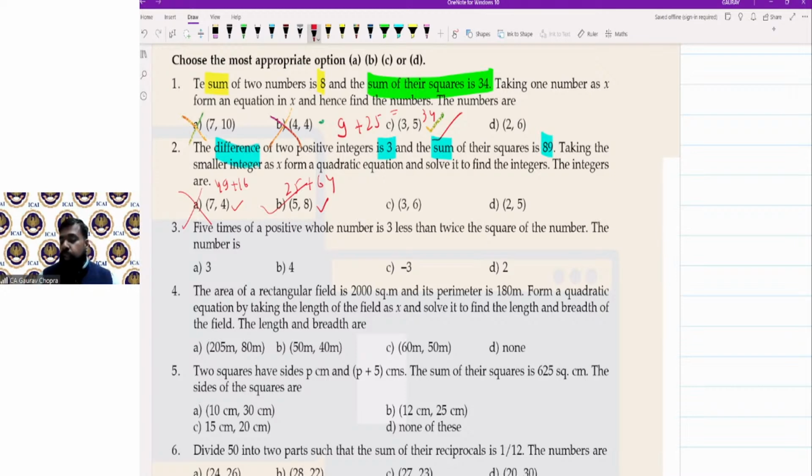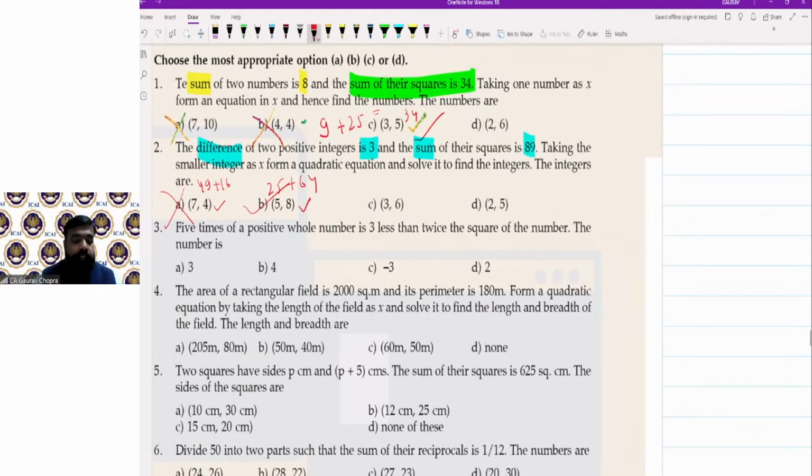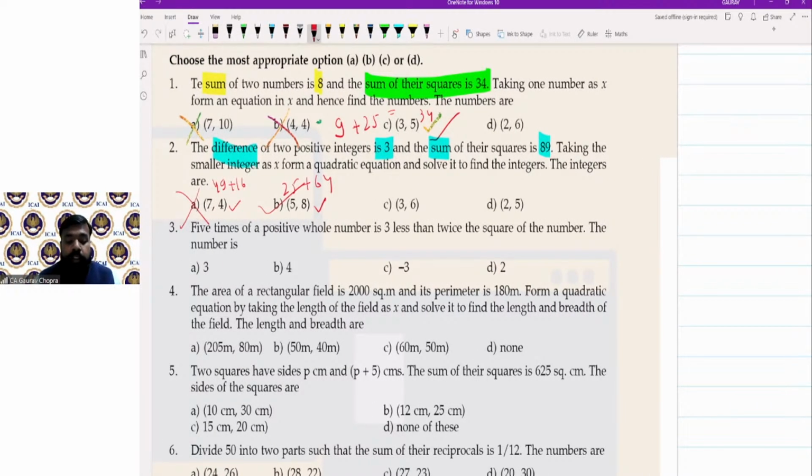Now the third one, it is simple, a language based question. 5 times of a positive whole number. Let the number be x. So what will be 5 times? It is 5x. So 5 times of a positive whole number is 3 less than twice the square of the number. So twice the square of the number. So 5 times a positive number is 3 less. That means the difference between the two is equal to 3.